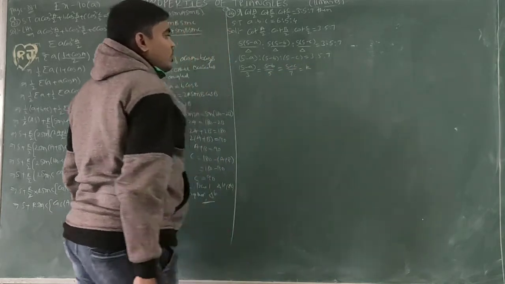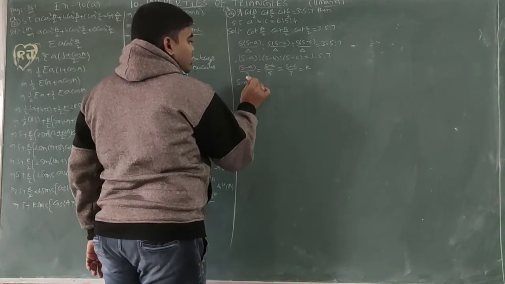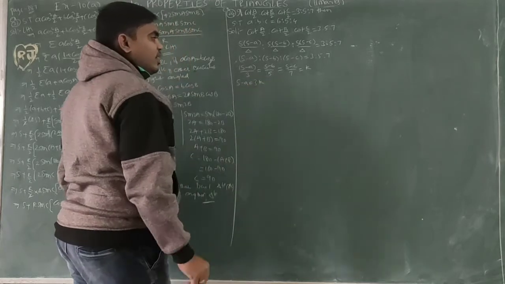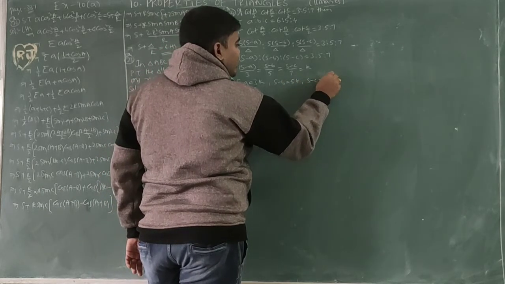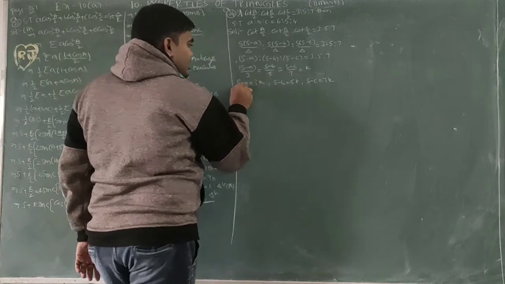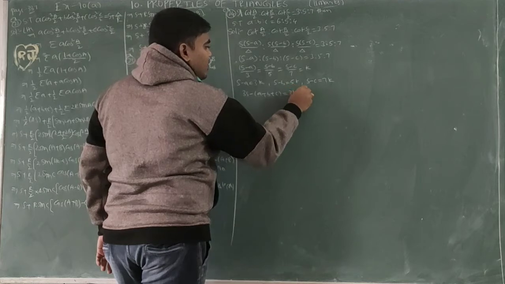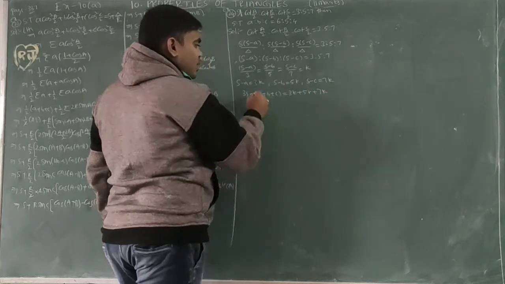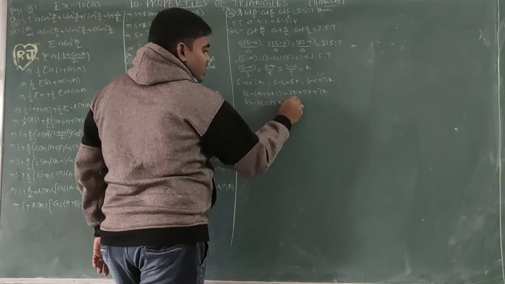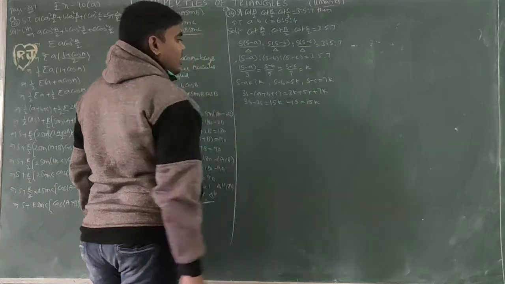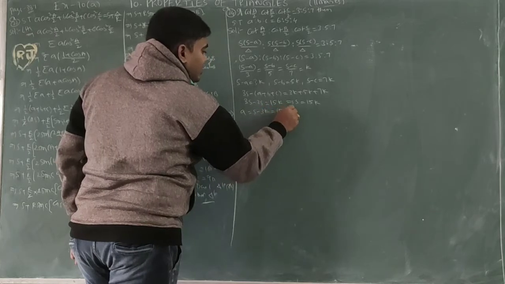Let us consider this equal to k. So s minus a equals 3k, s minus b equals 5k, s minus c equals 7k. Adding all these, 3s minus (a plus b plus c) equals 3k plus 5k plus 7k. a plus b plus c is 2s, so 3s minus 2s equals 15k, which implies s equals 15k. a equals s minus 3k, 15k minus 3k equals 12k.